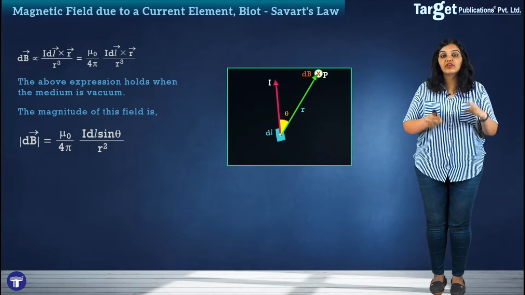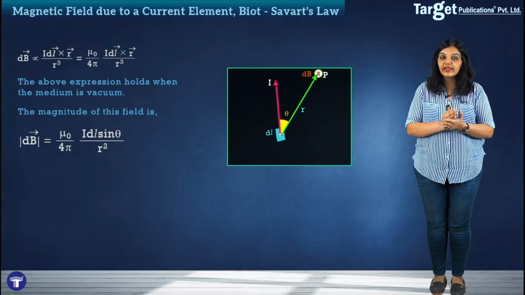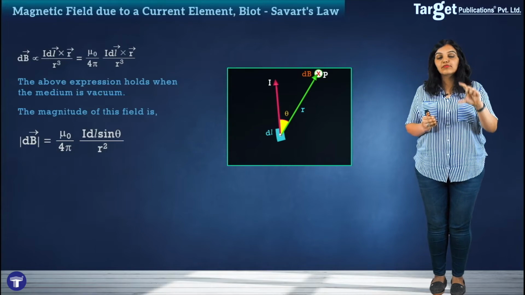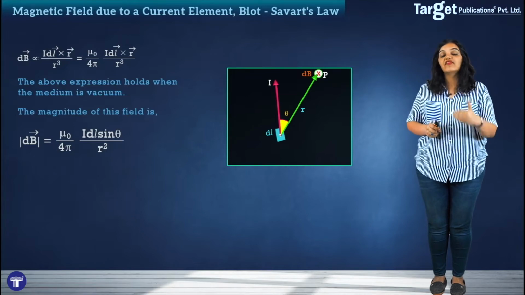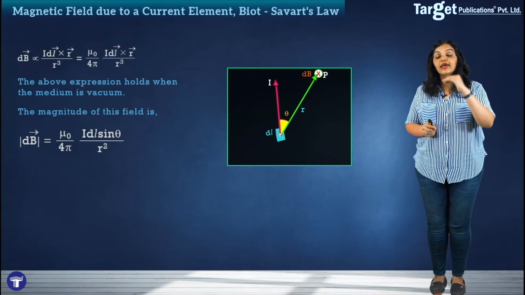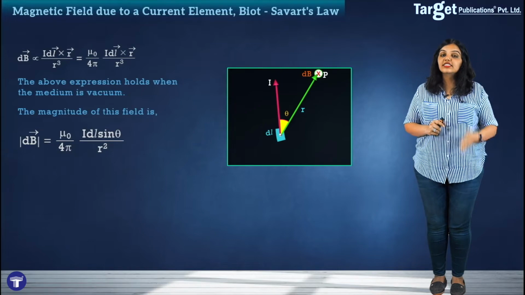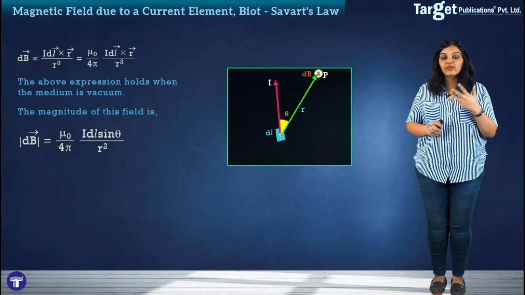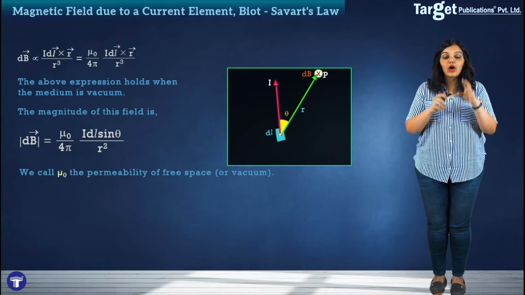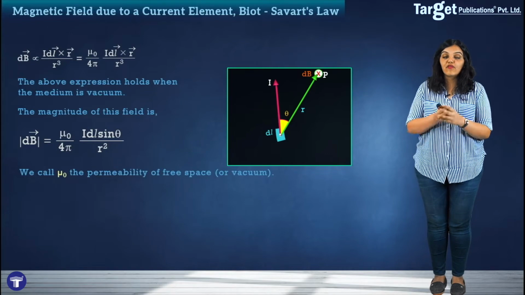So here we have the expression for the magnitude of a magnetic field at a point P due to a small current element. And as we know, if I want to find the magnetic field at P due to the entire conductor, I'll have to add these elements all up, that is, basically integrate this expression to get the total magnetic field at point P. Now, here mu naught is the permeability of free space or vacuum.